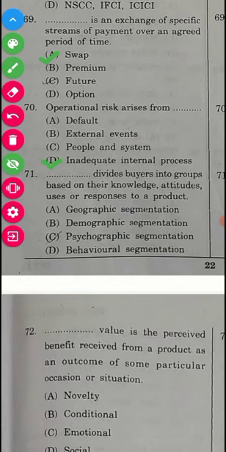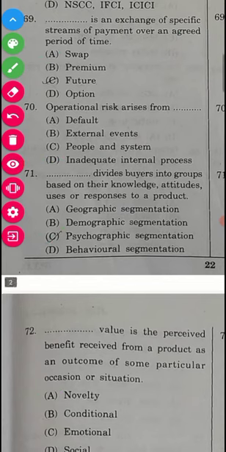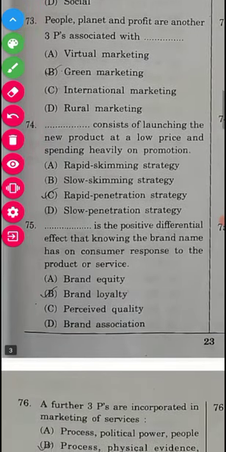Dash value is the benefit received from a product as an outcome of some particular occasion or situation. So this is known as novelty. Option number A is the correct answer. So moving on to the question number 73.